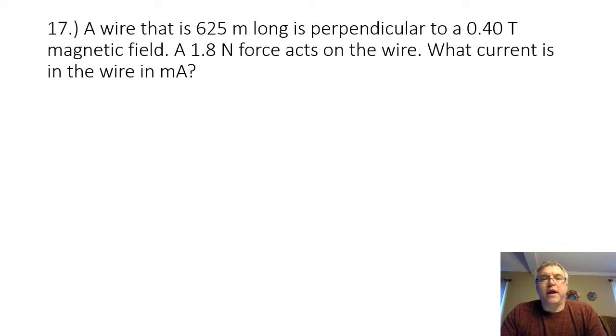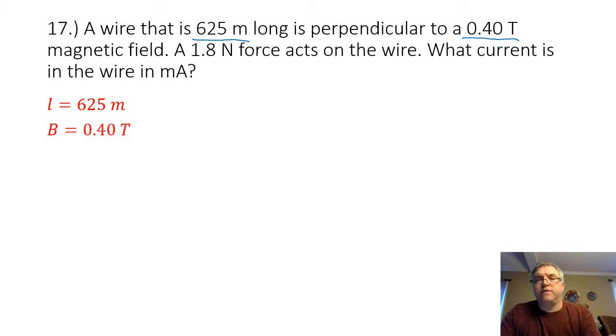A 1.8 Newton force acts on the wire. What current is in the wire in milliamps? So we are given the length of the wire at 625 meters. We are given the strength of the magnetic field at 0.40 Tesla, and we are given the force that is acting on the wire, which is 1.8 newtons.